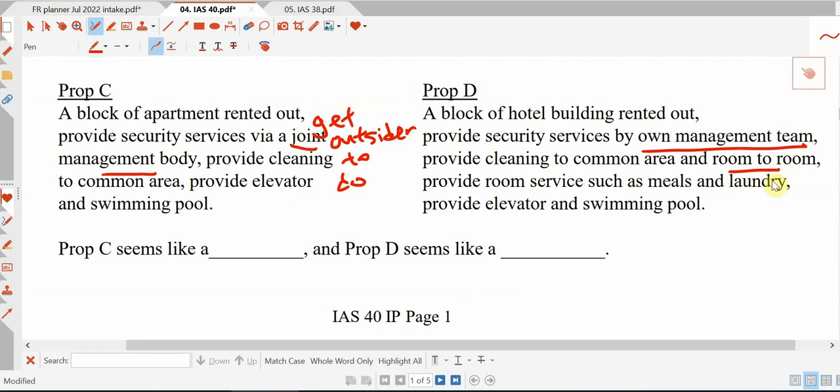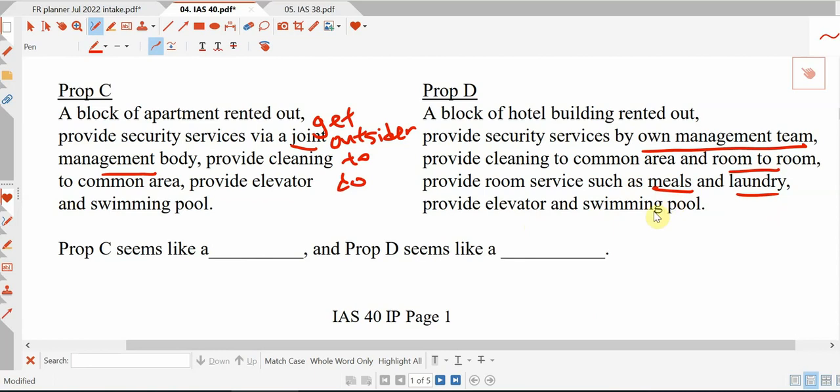Cleaning to common area and room to room. Hotel do that, every morning also knock your door. If you don't want them to disturb you, you can hang do not disturb sign outside. Because you want to sleep until from day to night, every day sleeping only. You don't want them to disturb you. They provide services, cooking, meal, laundry, provide lift and provide swimming pool as well.